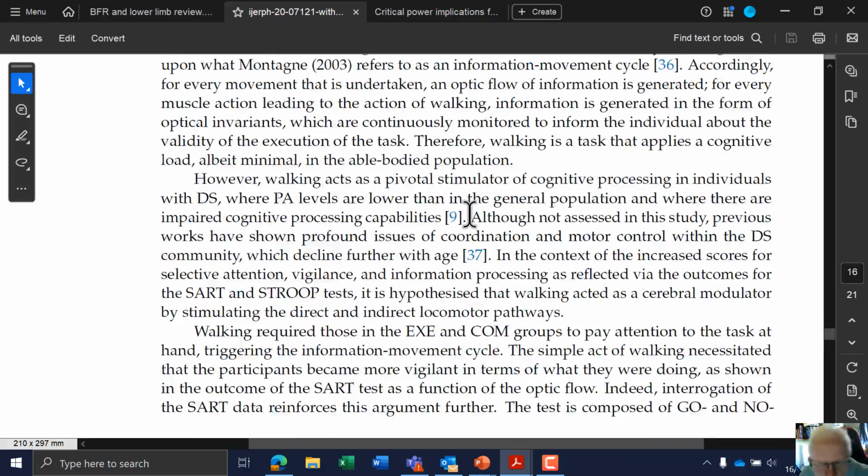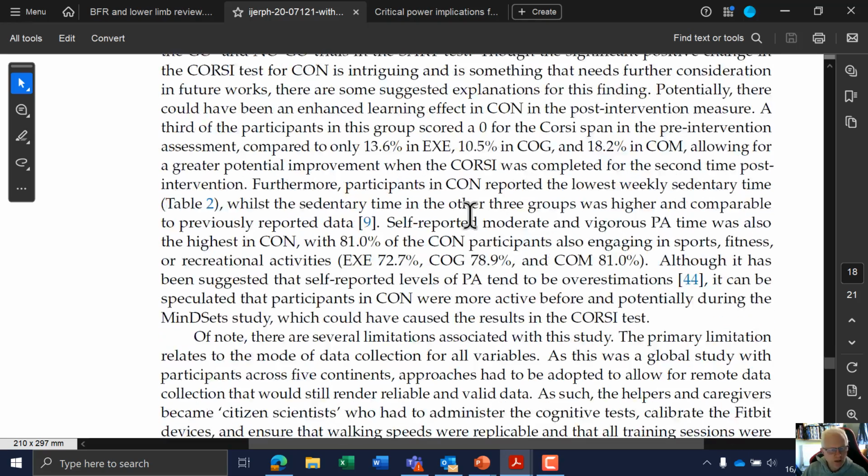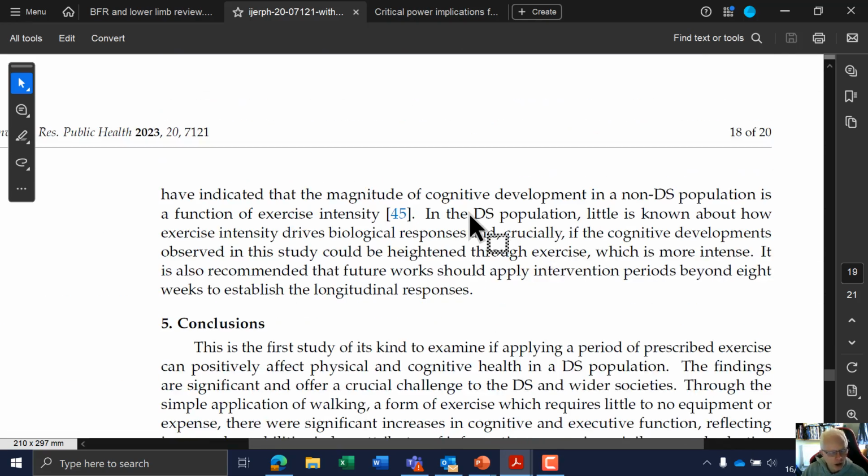Well, the authors, to a certain degree, may well have put that in. Most papers ask authors to kind of give a summary of where they think the work should go. So, for example, here, in the Down syndrome population, it is known about how exercise intensity drives biological responses, and crucially, the cognitive development observed in this study could be heightened through exercise, which is more intense. It is also recommended that future work should apply interventions beyond 8 weeks. So they're kind of giving you that, but you may want to think for yourself, what could they do next with this kind of work?